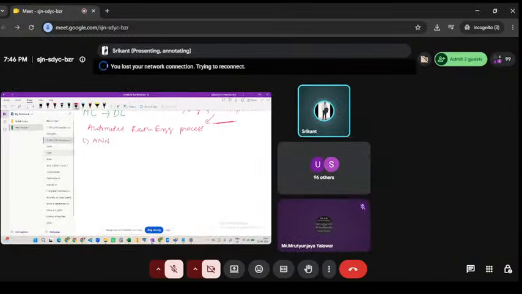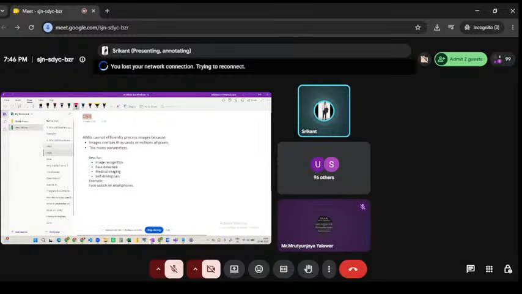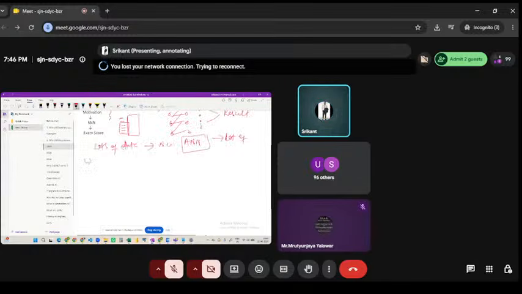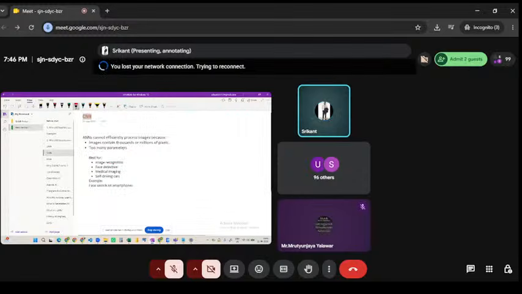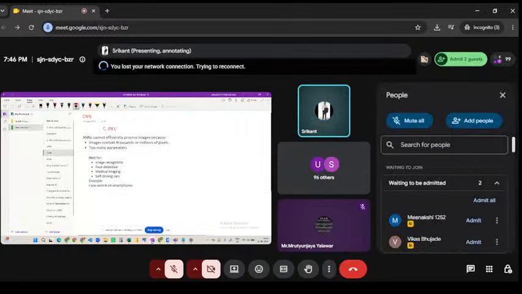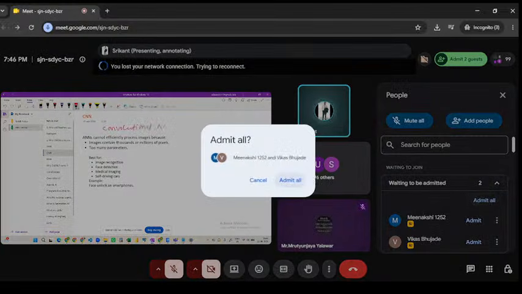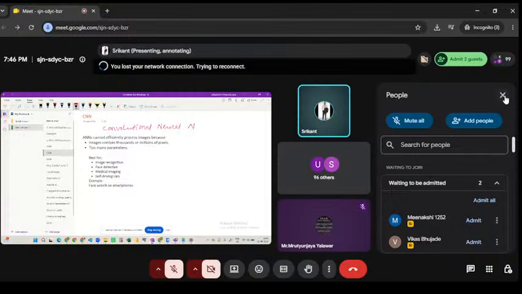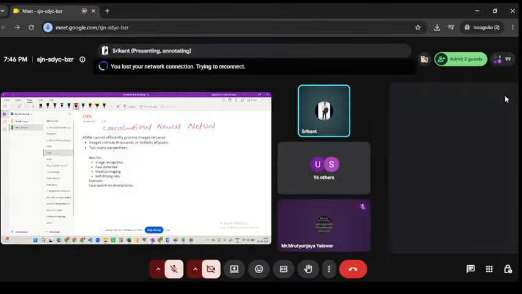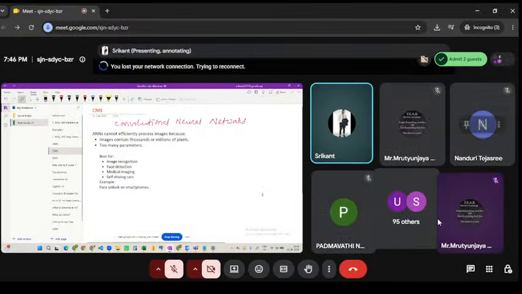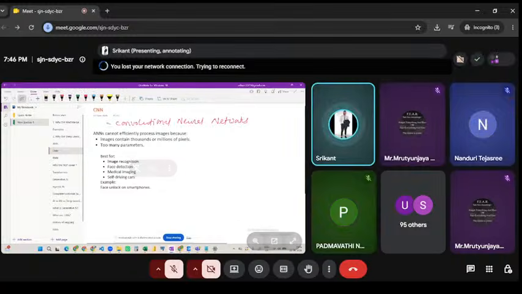Okay, then we have CNN. Then people found that image processing data needs something else. CNN means convolutional neural networks. I guess you are getting my concept, what I want to explain with the picture.